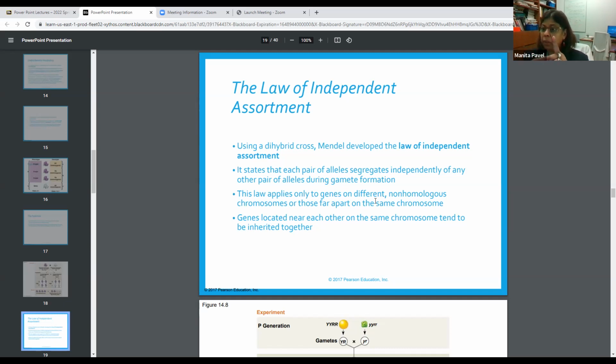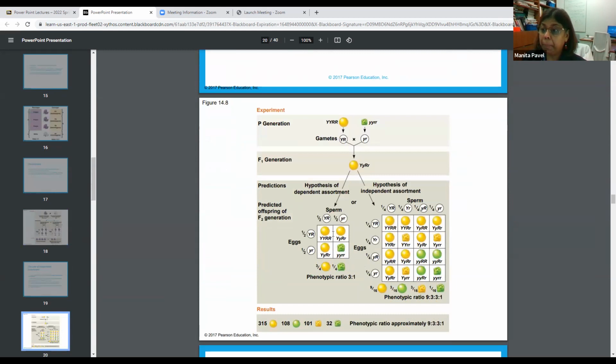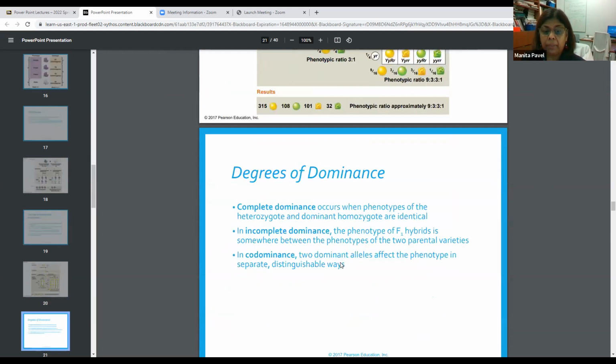Genes that are further apart on the chromosome will be inherited independently. So it applies only to genes on different non-homologous chromosomes or those far apart on the same chromosome. Genes located near each other on the same chromosome tend to be inherited together. This is a key factor that you must remember. This is the dihybrid ratio that we will perform on the board in genetics.